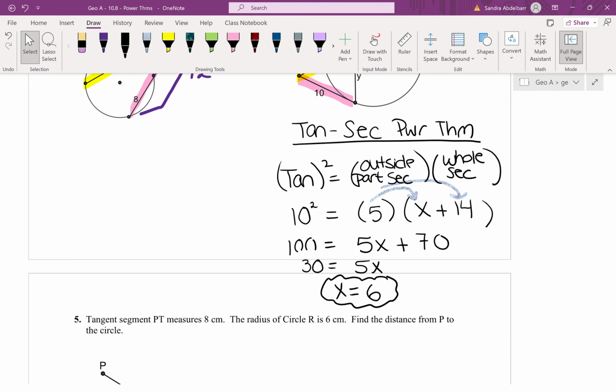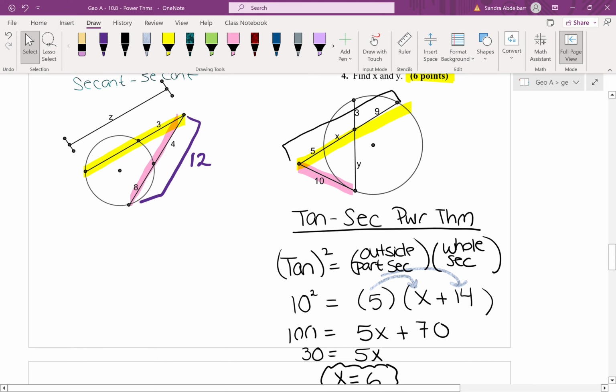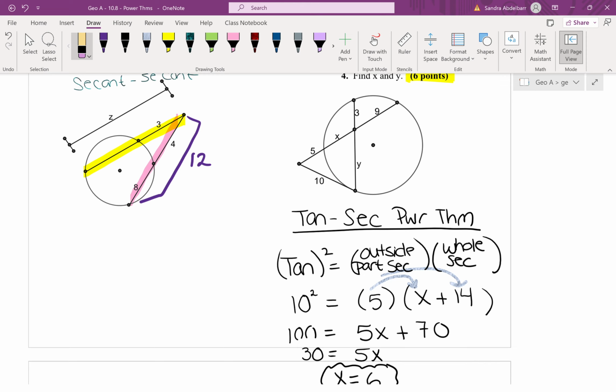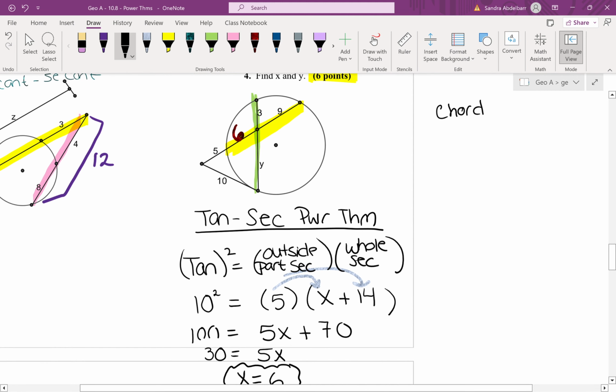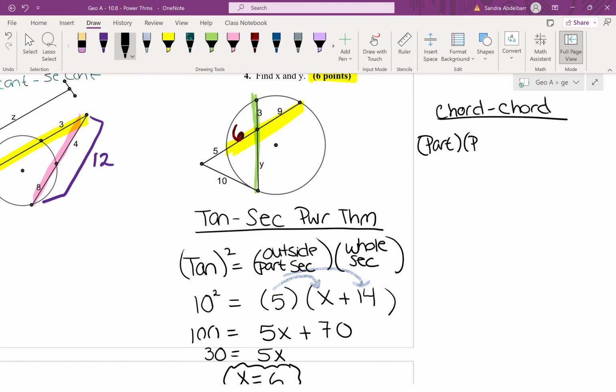Okay, I'm not done. Because I solved for x, what do I need to solve for now? Y. So now I'm not going to use the secant tangent power theorem to solve for y. What am I going to use to solve for y? The chord. But now this will work a lot easier for me because now I know x is 6. So now let's highlight one chord in green and the other chord in yellow just to help us focus in on the numbers. So now we're dealing with the chord. And for the chord, our formula is part times part equals part times part.